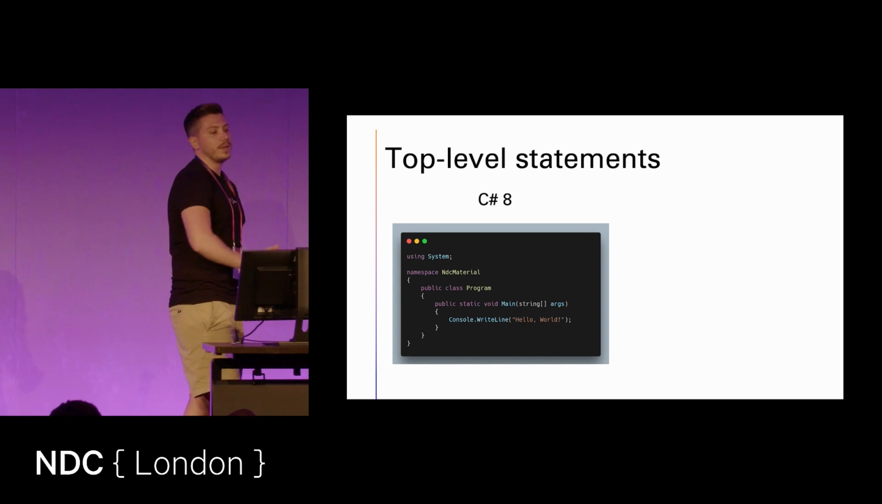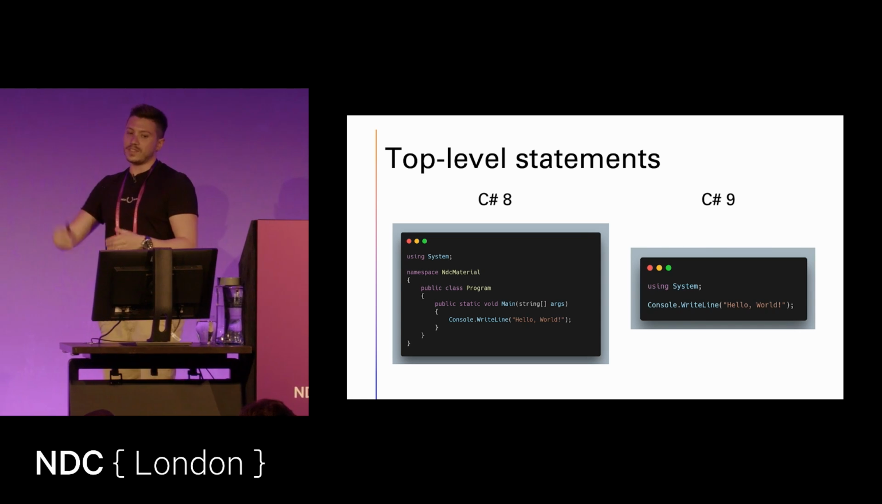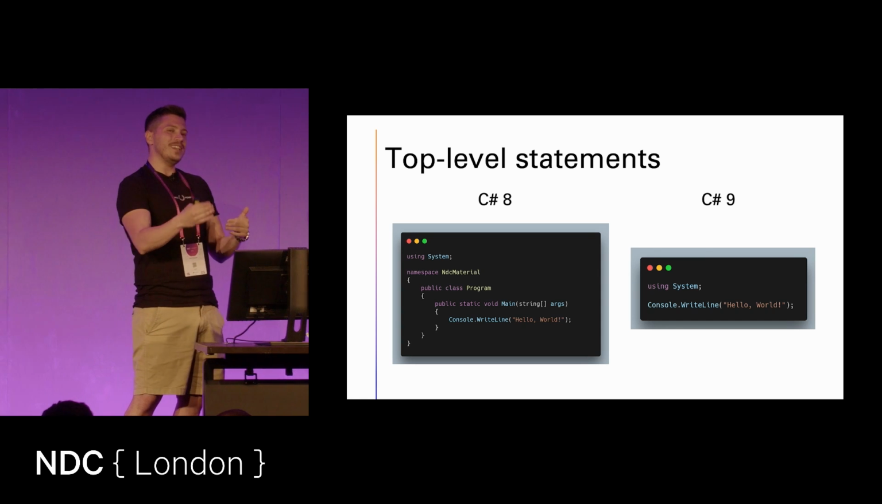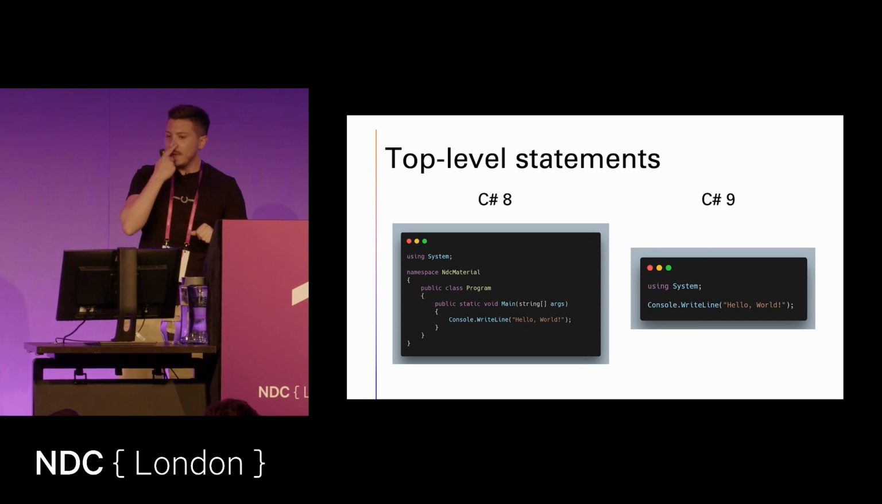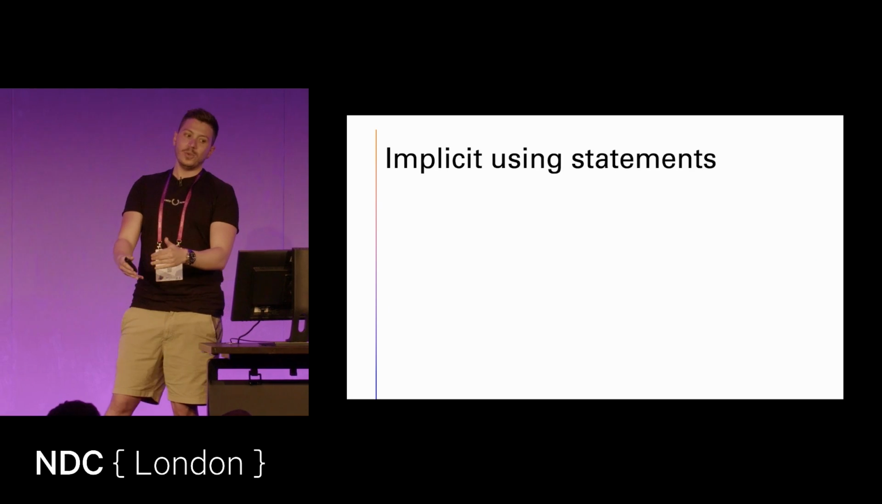So with top-level statements, we no longer need that. All we have to do is just say using System and then Console.WriteLine hello world. And yes, I could cheat if I did really want to and just merge System with the Console. But then I couldn't have this amazing segue into the next feature, which is implicit using statements.